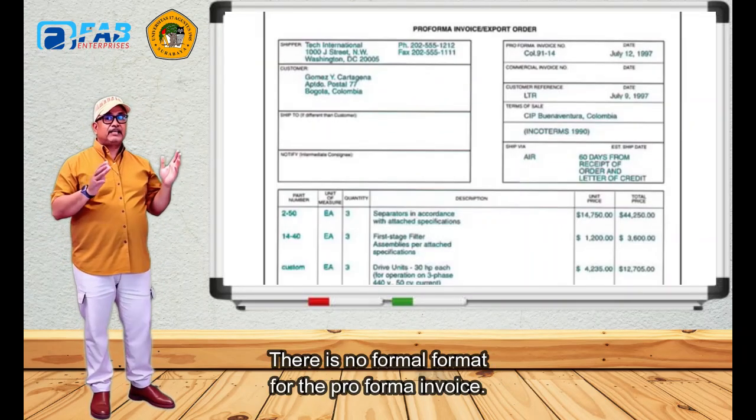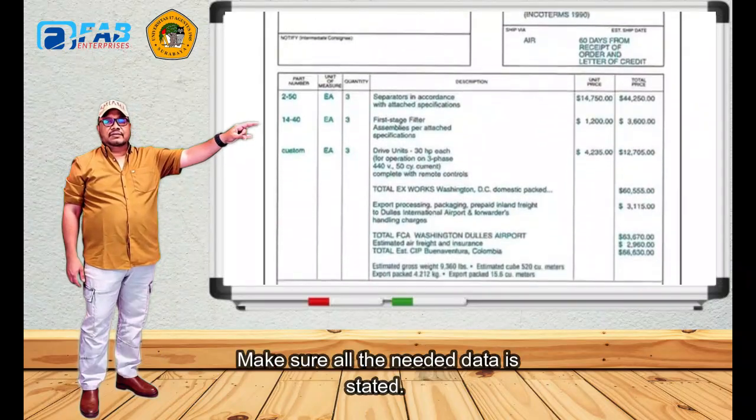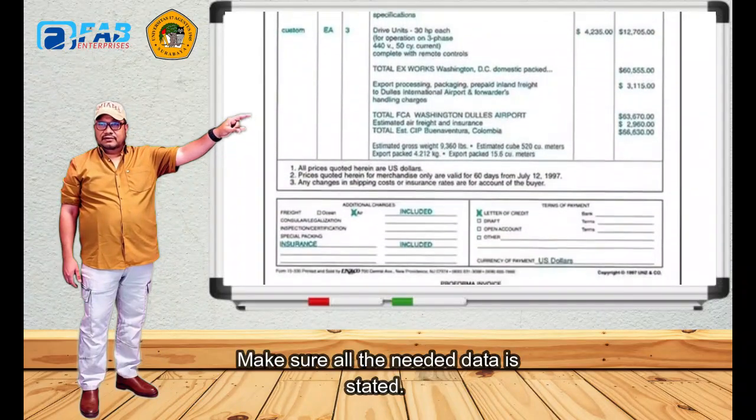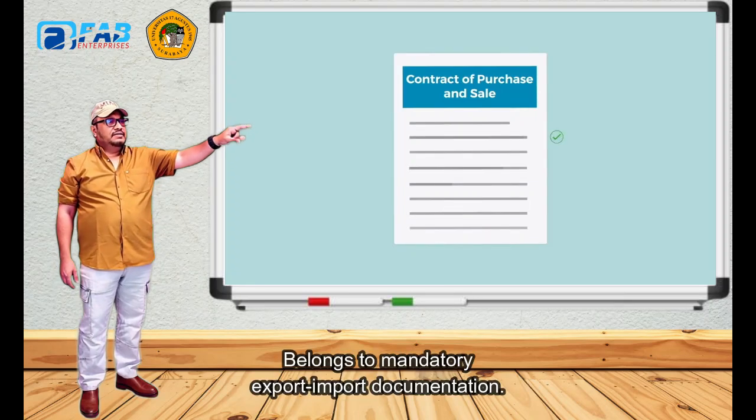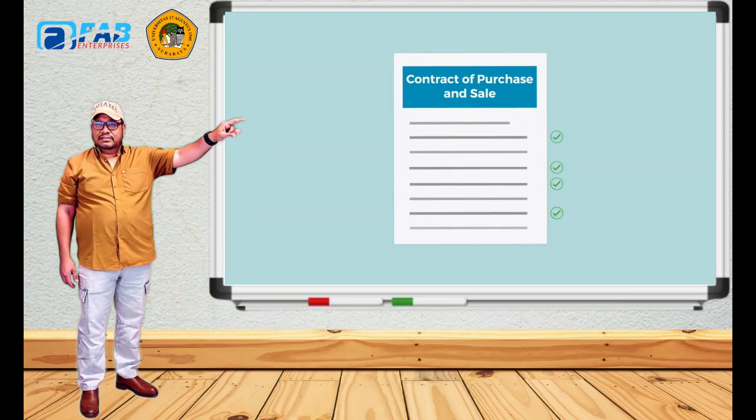There is no formal format for the pro forma invoice. Make sure all the needed data is stated. 2. Sales purchase contract. It belongs to mandatory export-import documentation.